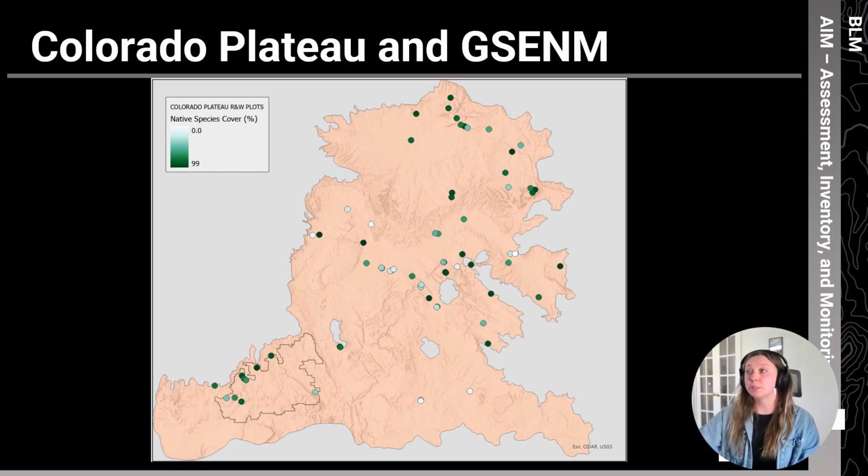So, for example, in this map, we can see the range of percent native species cover for all riparian and wetland plots sampled across the Colorado Plateau, with the lighter green points showing lower native species cover and the darker green higher percent cover. We can then visualize the range of conditions within the Grand Staircase, which here generally shows higher percent native species cover.